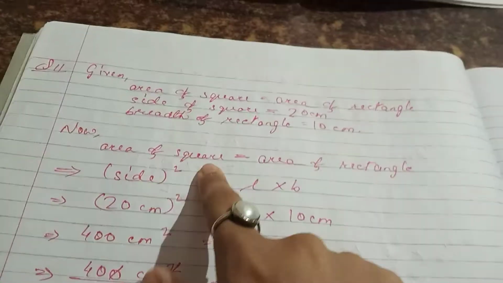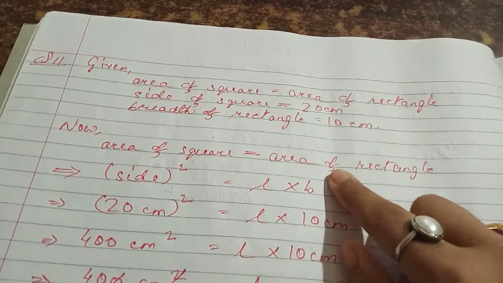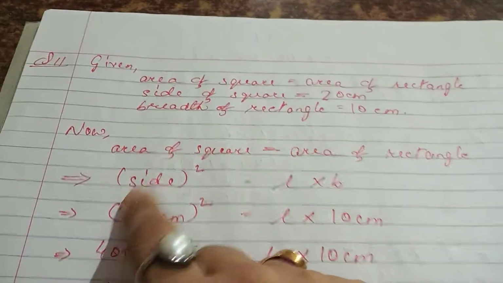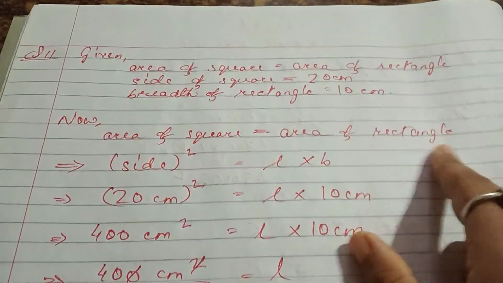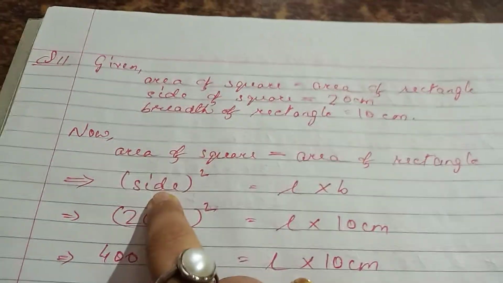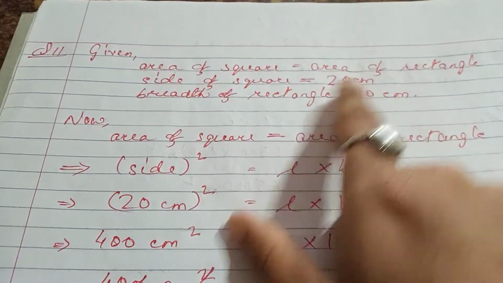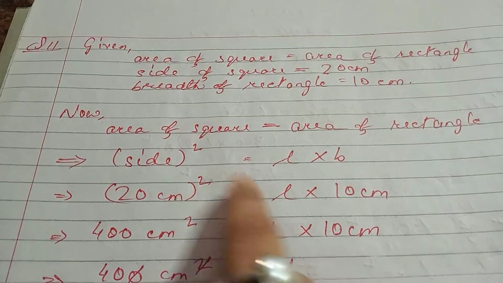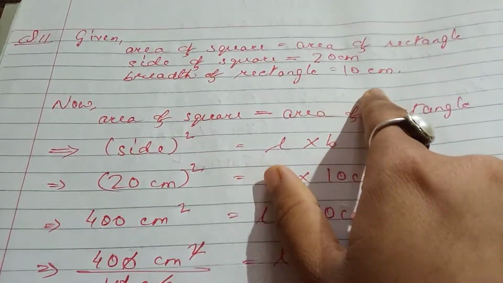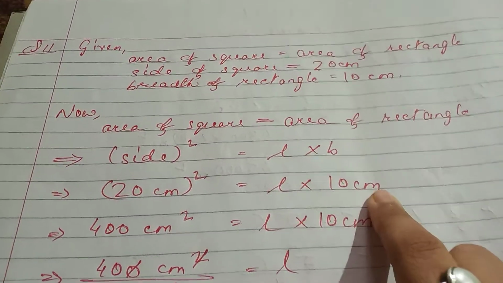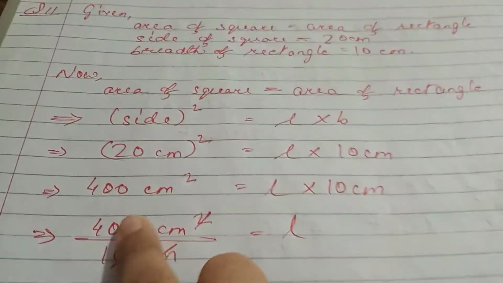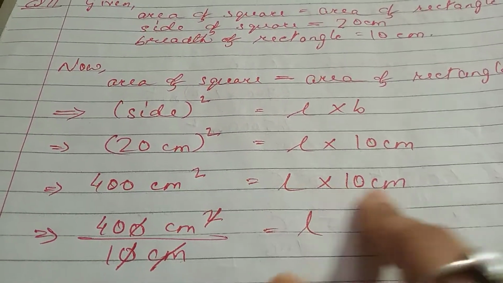Now area of square equals area of rectangle; we are writing it again though it is already given. That means area of square, the formula is side square, equals area of rectangle, the formula is L into B. Side of the square is already given as 20 centimeters. That means 20 centimeter square equals L into B. The value of B, breadth, is given to us as 10 centimeters, so L into 10 centimeter. Now 20 into 20 centimeter square becomes 400 centimeter square equals L into 10 centimeter.